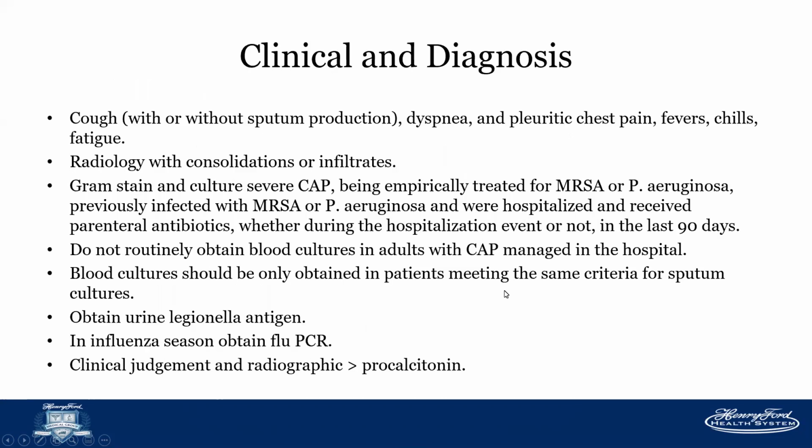So, patients who have a bacterial pneumonia often present with cough, with or without sputum production, and dyspnea. They may have chest pain, oftentimes pleuritic chest pain, or chest pain with taking a deep breath, fevers, chills, and fatigue. On radiology, they have consolidations, lobar consolidations, or they may have infiltrates.